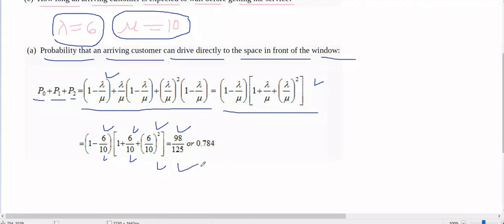All of you getting this answer? Verify. 98 divided by 125 is equal to 0.784. Verify once, take your calculator. Don't simply copy; if a mistake is there, you can tell. Any doubt? Note it down, and once you note it down, raise your hand.